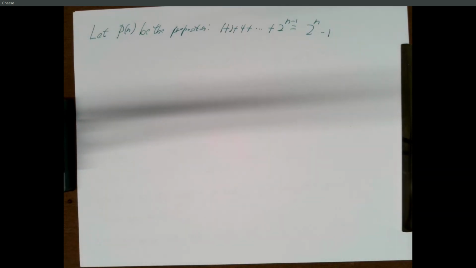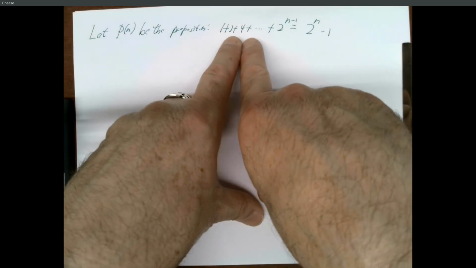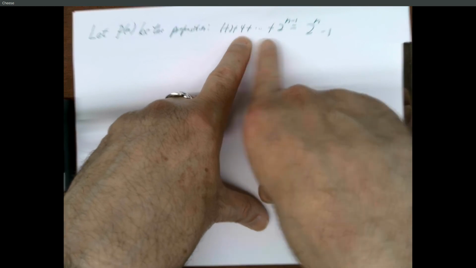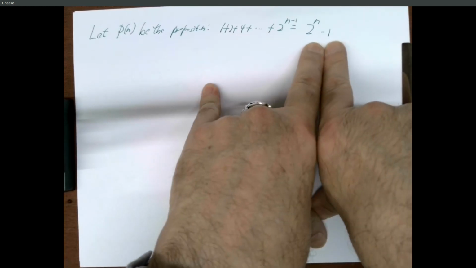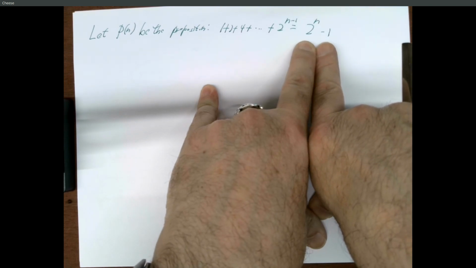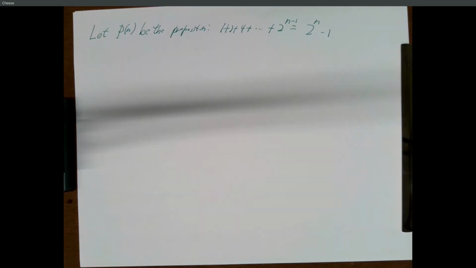For example, if n is equal to 4, this left side is equal to 1 plus 2 plus 4 plus 8, right, up to 2 to the third. 1 plus 2 plus 4 plus 8 is 15. That's 1 less than 2 to the fourth, 16 minus 1. This is why n ones in binary corresponds to 2 to the n minus 1. 8 ones is 255, 16 ones is 65,535, and so on. So we can prove that using mathematical induction.